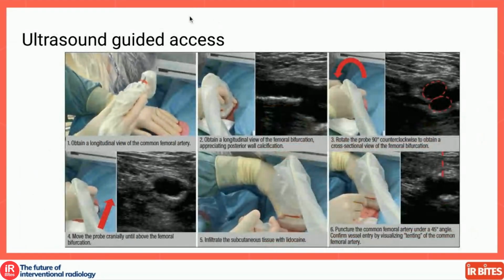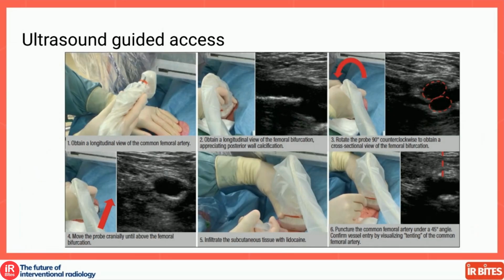So the first step is you get a view of the artery in long, and selecting the right site is important. So if you want to access the femoral artery, you should go ideally above the bifurcation. You don't want to hit an area that's calcified, but then also you want to aim where it's right in front of the bone, because if there is a problem, you need to be able to compress the artery against the bone, because manual compression is usually the treatment if there's bleeding and stuff.